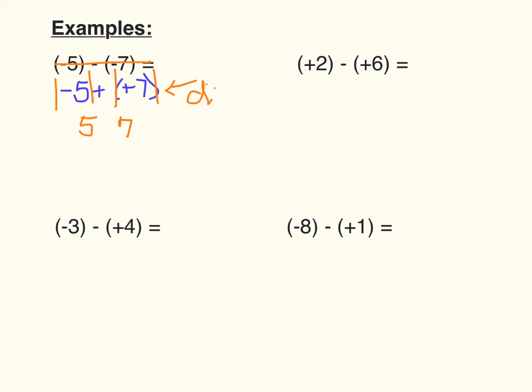So here I am. They are different. So that means I'm going to be subtracting. I probably want to change the order of these, so it says 7 minus 5. I know that 7 minus 5 is 2, and now I take the sign of the number with the larger absolute value. That would be the 7, and again, I only go back to my addition problem. I don't look at that subtraction problem anymore. So the answer is +2.